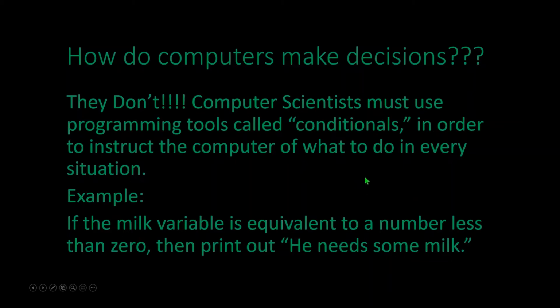Now, to answer the original question, computers do not make decisions on their own. We have to write our own code in a way that the computer must do something specific in response to a certain condition. So for example, let's say we have a milk variable with an integer assigned to it. Let's say milk is equivalent to 0. Well, then we want our if statement to print out "he needs some milk" afterwards.